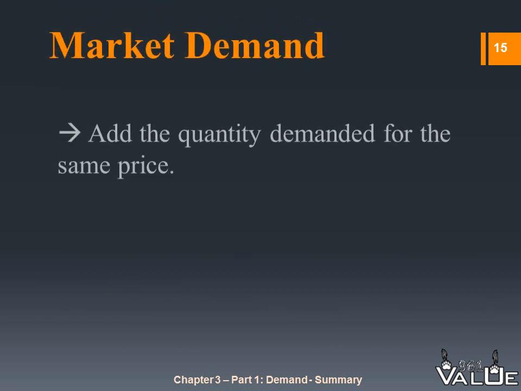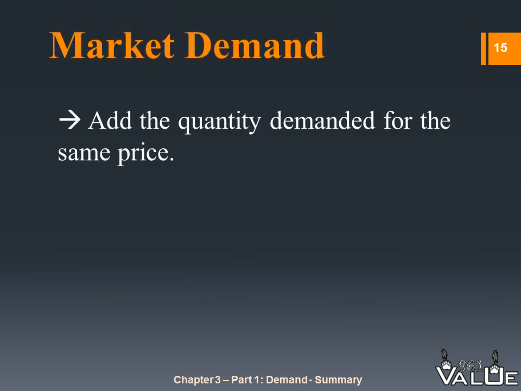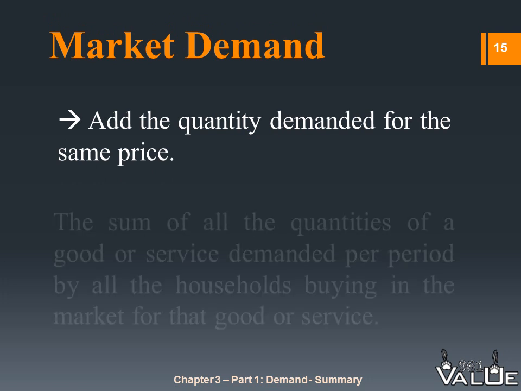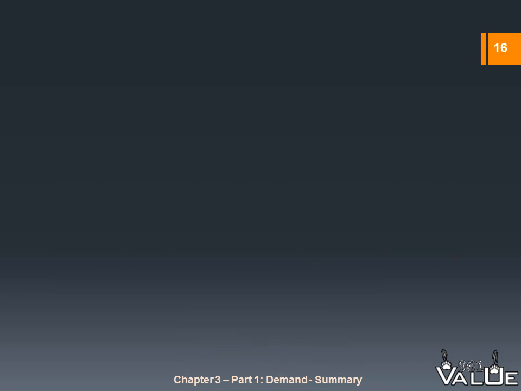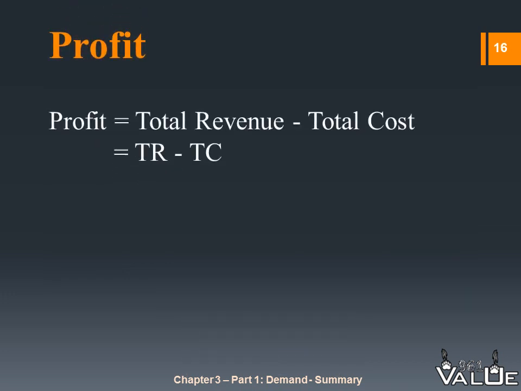For the market demand, you must add the quantity demanded for the same price. It is the sum of all the quantities of a good or service demanded per period by all the households buying in the market for that good or service. It is the sum on the x-axis. Finally, the profit is the total revenue minus the total cost.